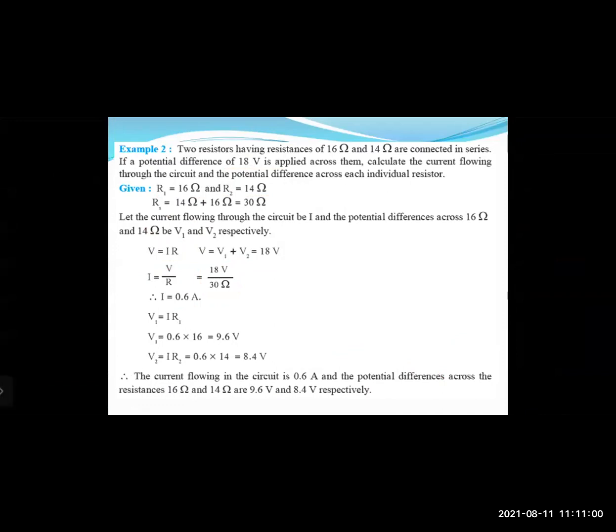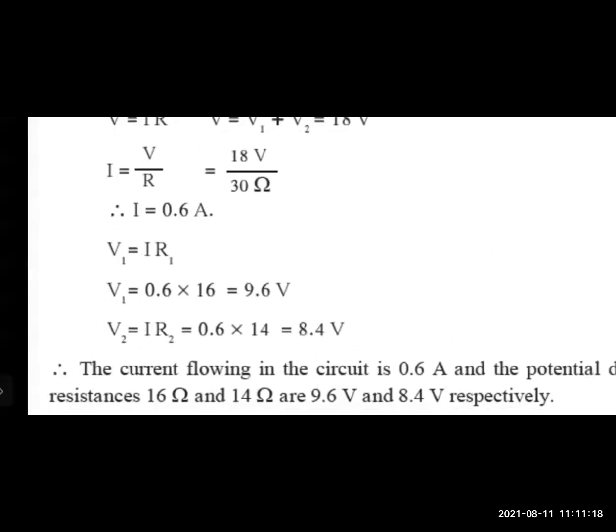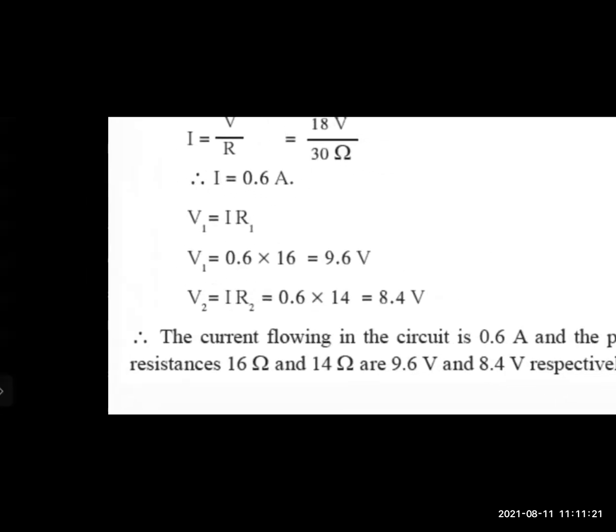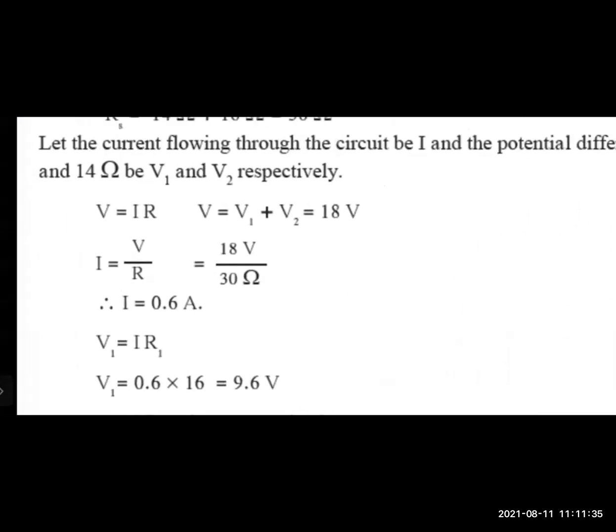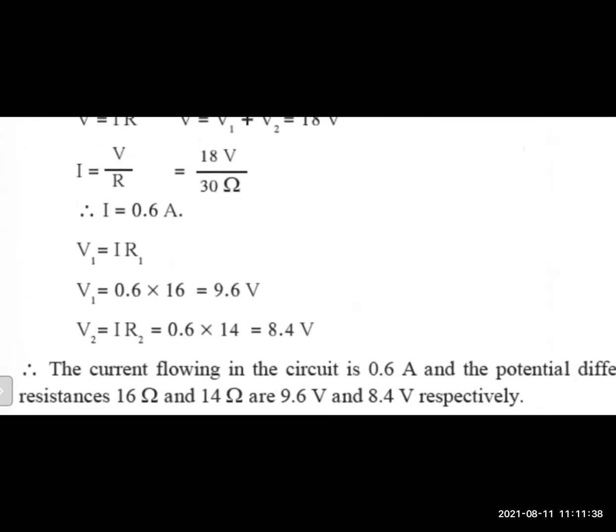Then what have they asked further? Calculate the current flowing through the circuit and the potential difference across individual resistor. Now we have to calculate the value of V for the resistor R1 and resistor R2. So now we are going to apply Ohm's law to the individual resistors. So we can write V1 equals IR1, V2 equals IR2, right? So value of V1 we will calculate as I into R1. As you can see, the current value we have calculated as 0.6 amperes, right? So I will be 0.6 and resistor R1 is 16 ohms as we have written previously. So it will be what? V1 equals 0.6 into 16, that is 9.6 volts for V1.